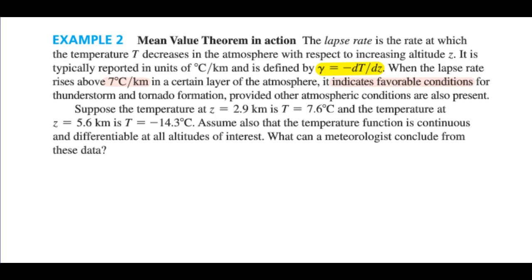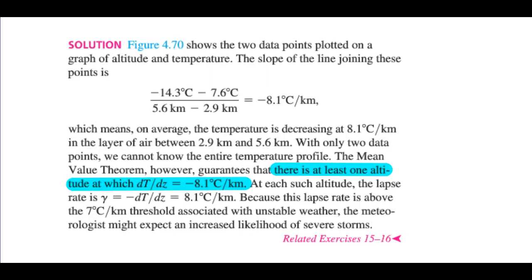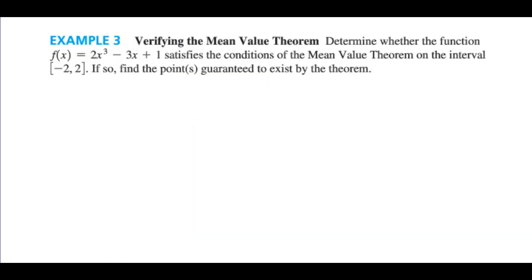If you've printed off the PDF file and are following along, I'm going to skip example number 2, but I would encourage you to go through it. They actually kind of give you the derivative here, and it's kind of an easy example. So I'm going to go on to example number 3, and I'm going to find where the slope of the secant is equal to the slope of the tangent.